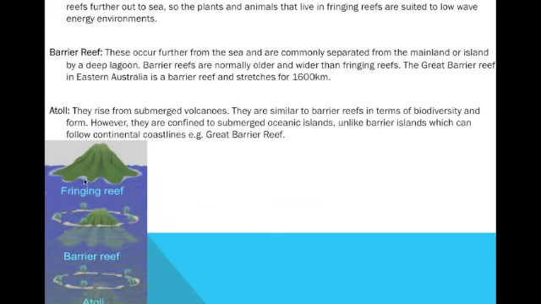So here on this picture you can see the fringing reef. They circle or fringe the coastline of islands. So here, that little gray stuff is the reef. Then you've got a barrier reef.